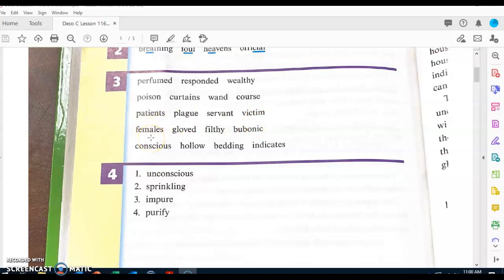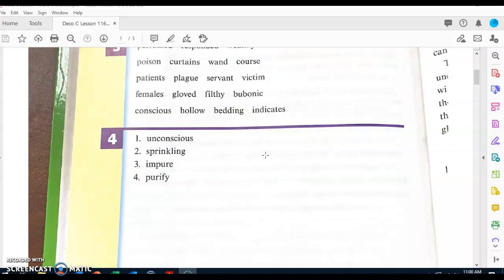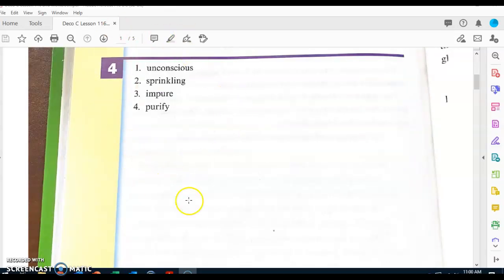Next word, what word? Females. Next word, what word? Gloved. Next word, what word? Filthy. Next word, what word? Bubonic. Next word, what word? Conscious. Next word, what word? Hollow. Next word, what word? Bedding. Next word, what word? Indicates. Now let's go ahead and continue with part 4.